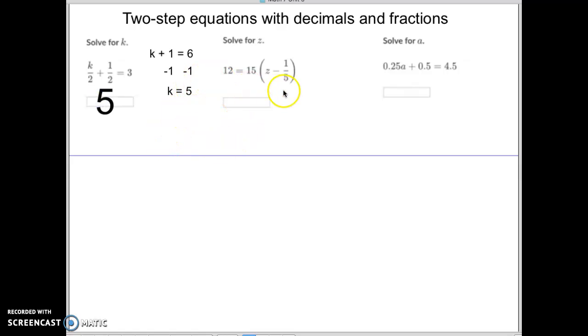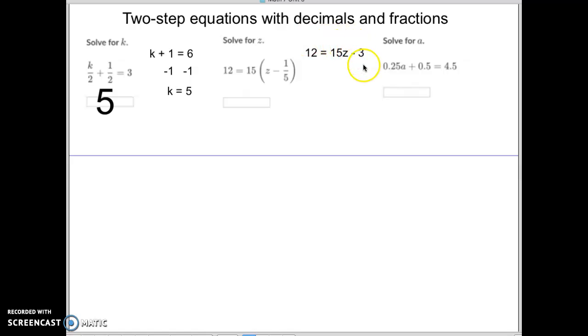All right, let's do the next one. Hey, we got fractions and distributing. So let's first get rid of that parenthesis by distributing. What is 15 times z? 15z, very good. And what is 15 times 1/5? If you don't know, take the 15 times 1, which is 15, and divide it by 5. 15 divided by 5 is 3. And because there's that negative sign, it would be negative 3. So this one would be 12 equals 15z minus 3 at that point.